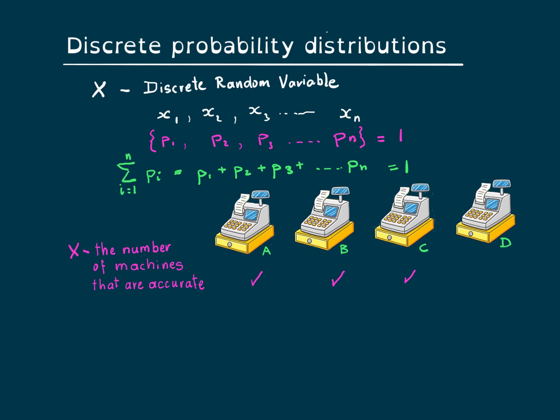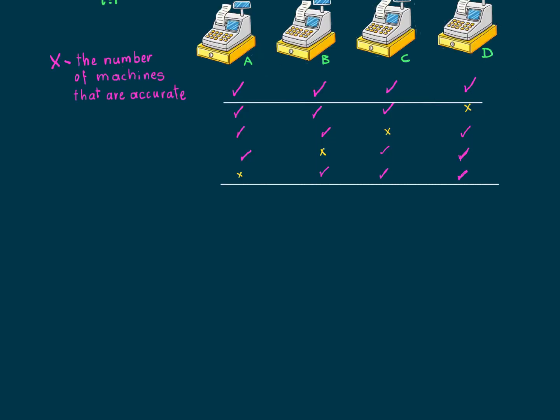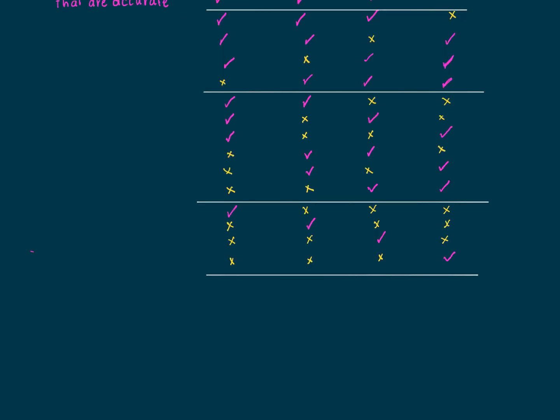So we'll give them a tick. Or we could have 3 machines accurate and one of them is faulty. Or we could have 2 machines that are faulty and 2 that are accurate. And also I could have 1 accurate and 3 faulty. And finally I could have all of them faulty and none of them accurate.